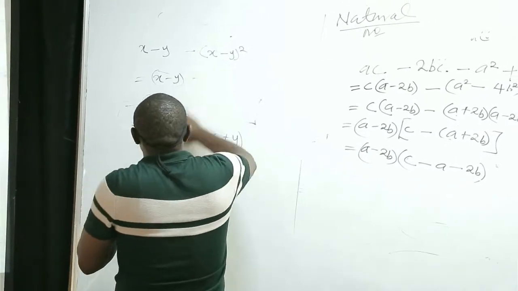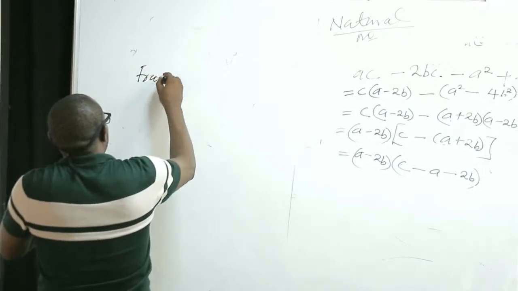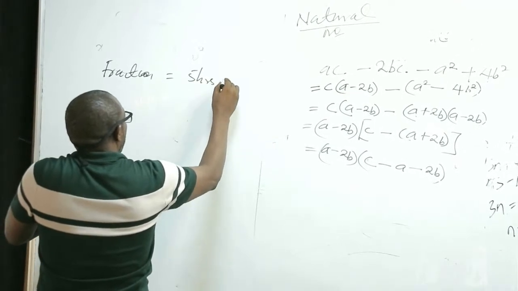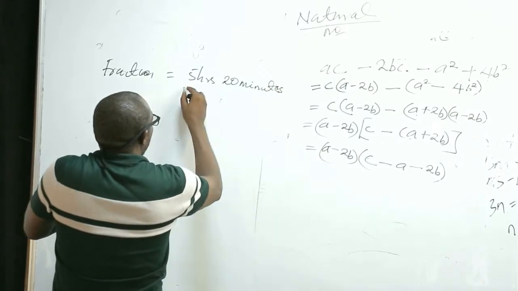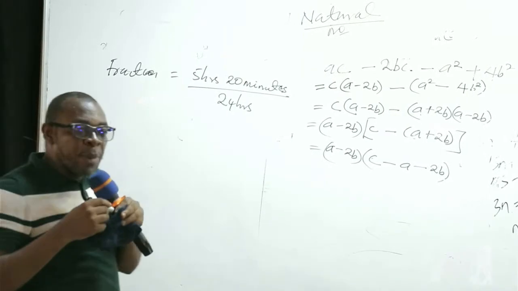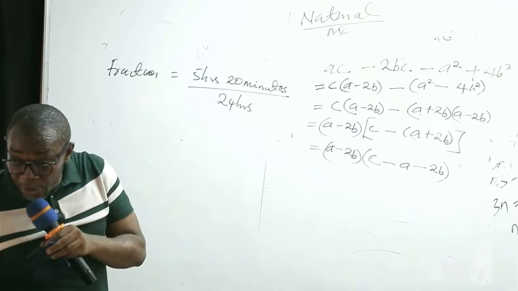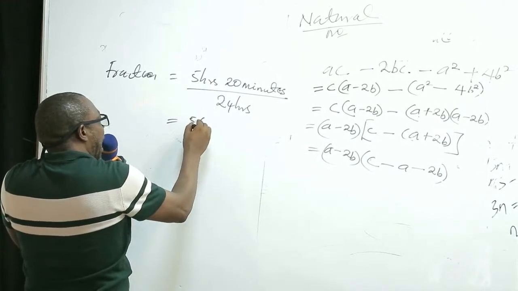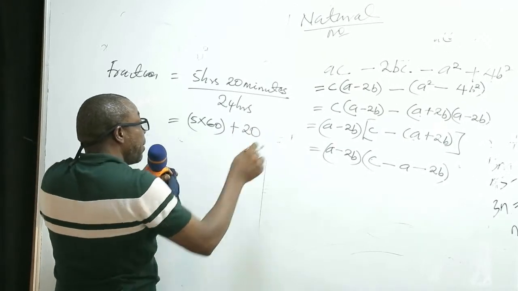So the fraction we are looking for is going to be 5 hours, 20 minutes, over what? We have minutes there, so we have to change everything to minutes, not hours. It will be easier. So 5 hours should be 5 times what, plus 20.